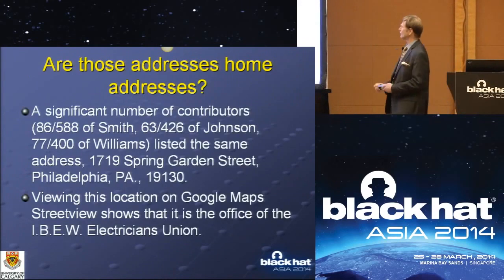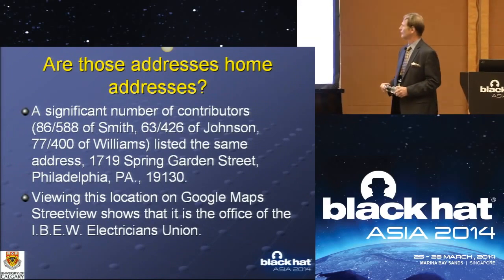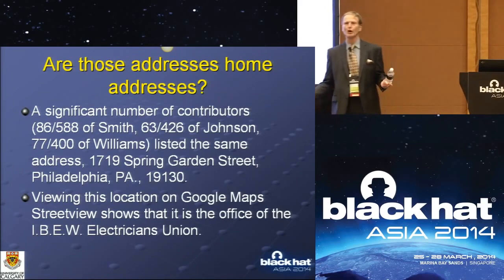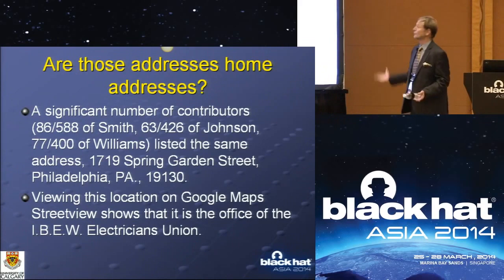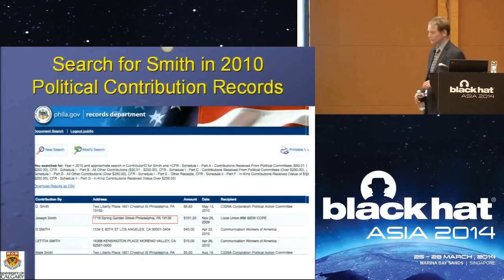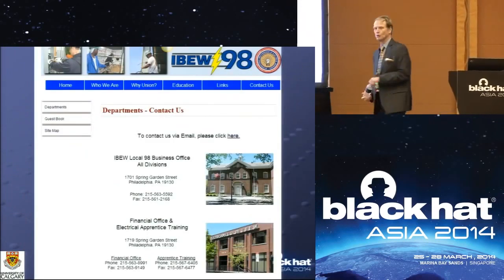But then it got even better, because while playing with the data, I noticed that 86 of the Smiths, 63 of the Johnsons, and so on, all gave the same address. So I figured this must be like the largest rooming house in the world or something if they all lived there. So I went to Google Maps and took a look at it and did indeed find that it is the office of the International Brotherhood of Electrical Workers.